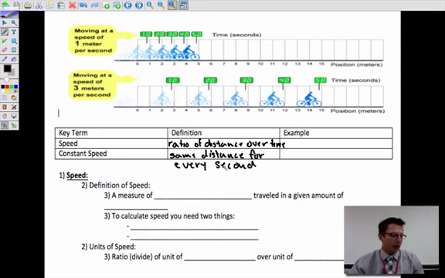All right. Now, let's fill out some of our number notes. The definition of speed: a measure of distance traveled in a given amount of time. Now you fill out the two things you need to calculate speed and the units of speed.